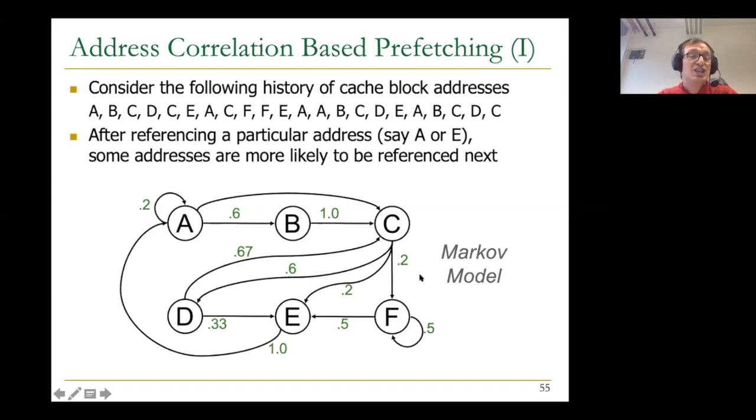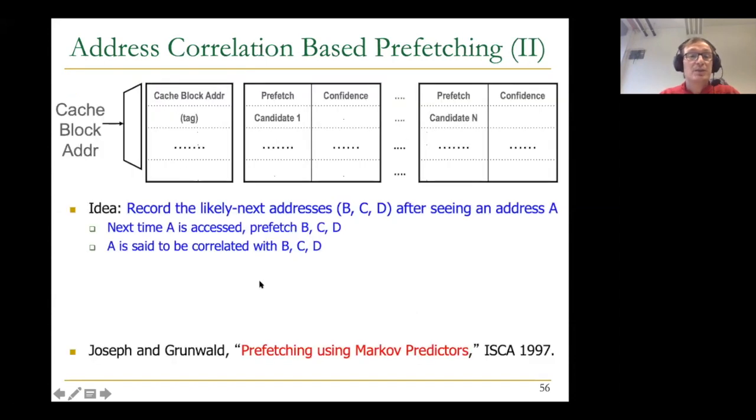Basically, you form a correlation table, and you can actually make this correlation table even more complex by correlating between A and B together. Basically, by essentially fusing the states over here, if it's possible to do, or if it's interesting to do. That way, you potentially gain more confidence before you make a prediction. Right? Okay, so basically, I've given you the idea already. Record the next likely addresses after seeing address A. And next time A is accessed, prefetch those next likely addresses. And this is a correlation-based prefetcher because A is said to be correlated with B, C, D.